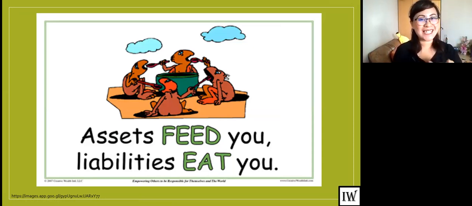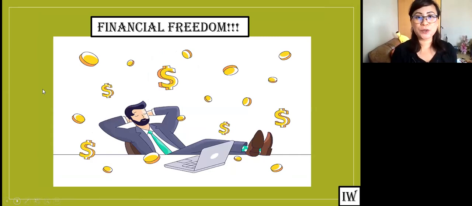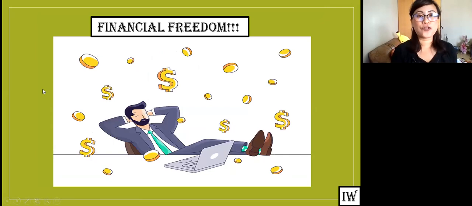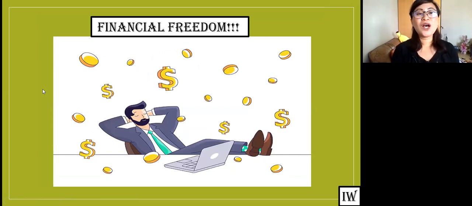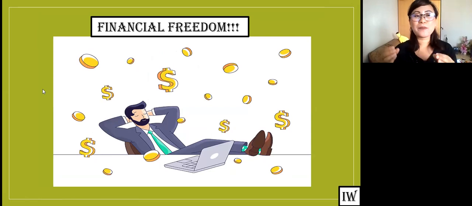Assets feed us because they give us money. We don't release, but liabilities eat us because they are a burden, or problema sa atin. Okay, so we have to know this and keep this in mind because this is very helpful for financial freedom. As what I said, once we are aware of our assets and liabilities, and we are able to manage and control our liabilities, what happens? We have financial freedom. All right.